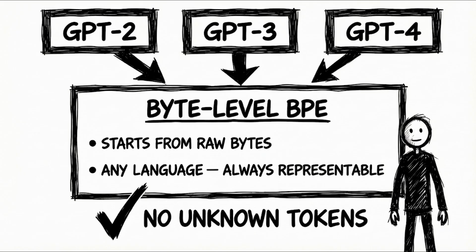GPT-2, GPT-3, GPT-4, and many other models use BPE, specifically a variant called byte level BPE, which starts from raw bytes rather than characters. This guarantees that any input in any language with any character can always be represented. There are no unknown tokens.